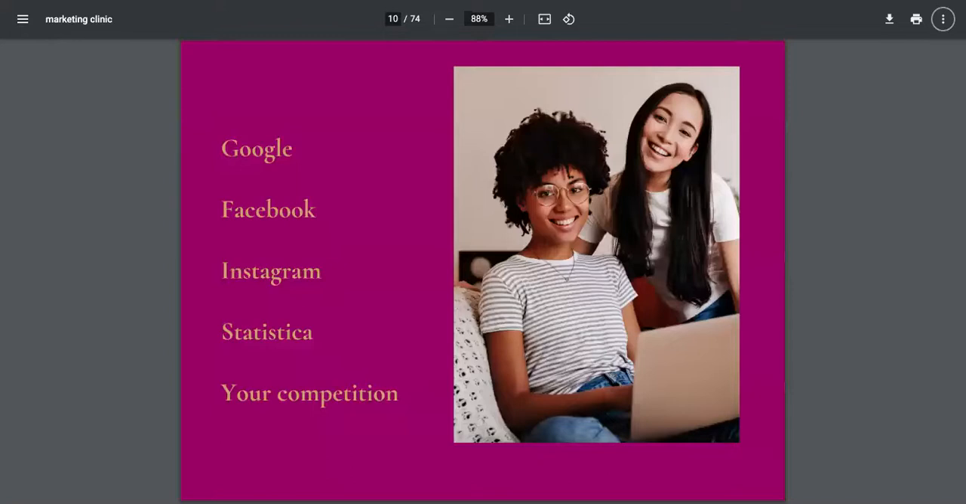Oh, again, typo, I do apologize. It's actually Statista. It is a platform that gives you statistics, about, for example, who uses what platform. That's what I used it for.